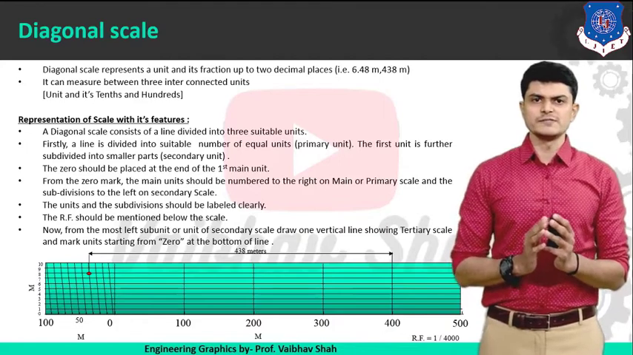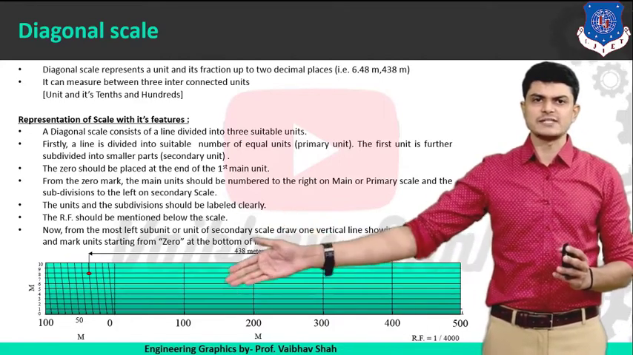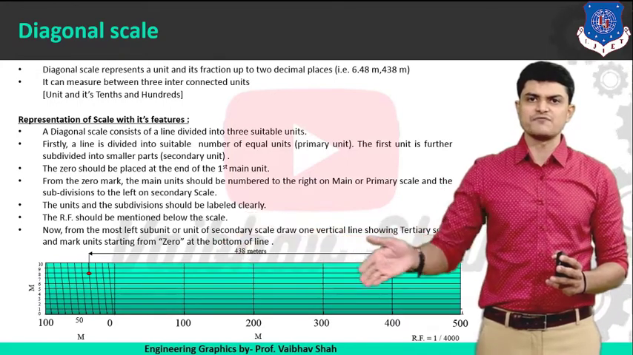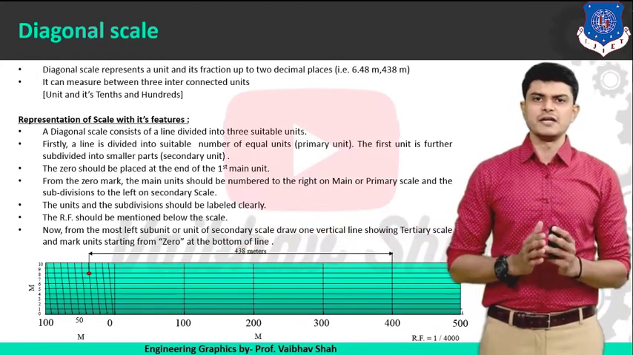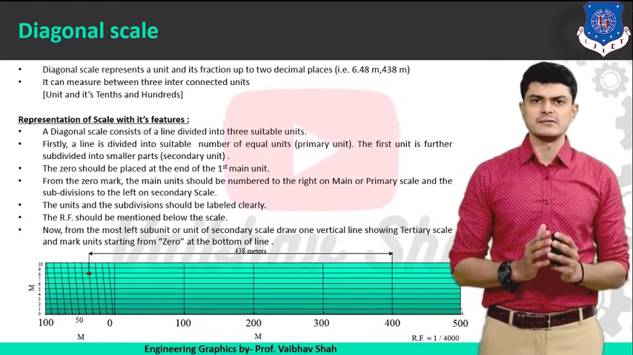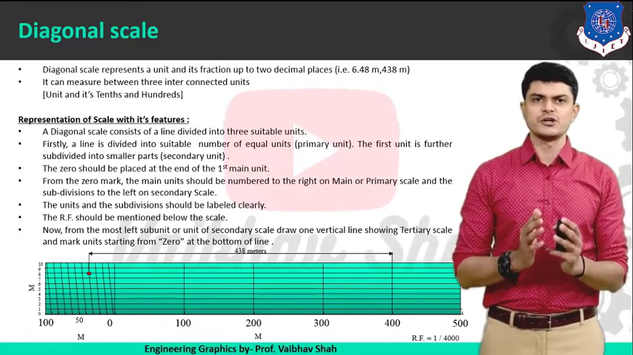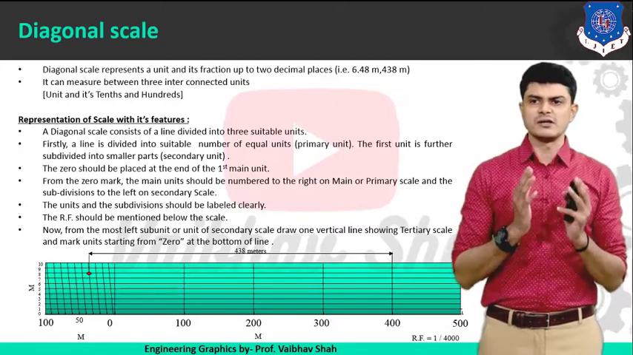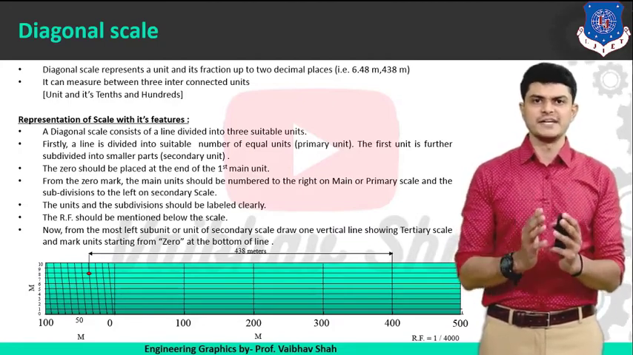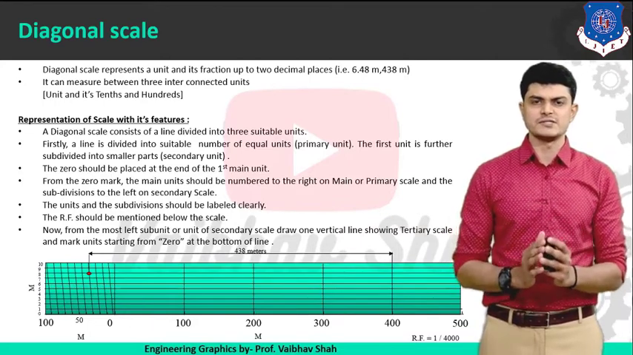Now we should give the notation to this scale. You should give 0 at the end of the first division, as you can see. After that, you should start numbering in the rightward fashion like this up to 500. This will construct your primary scale. You should specify the unit of that primary scale on the scale itself. So here in our case, this unit is meter. We have specified meters here.